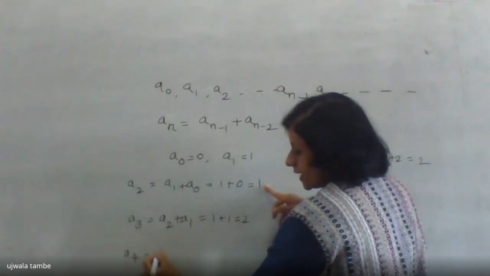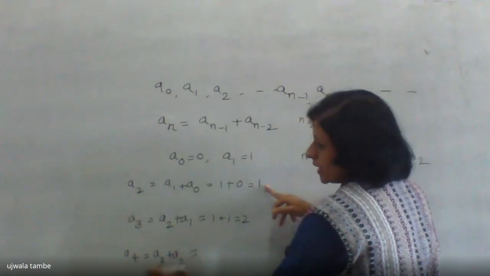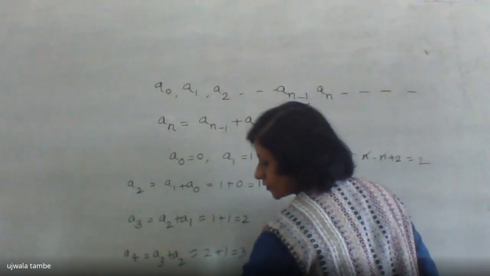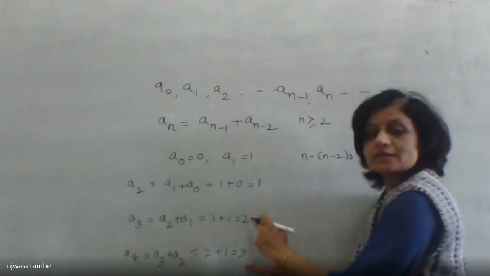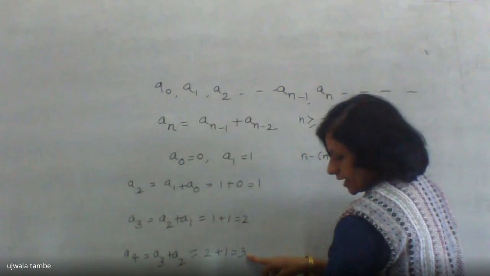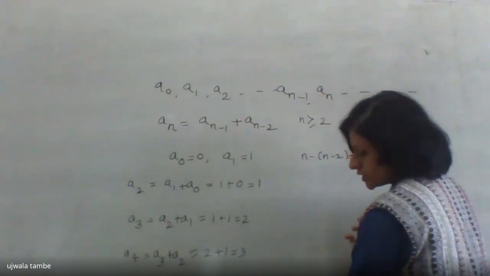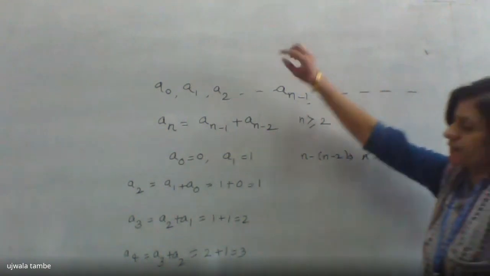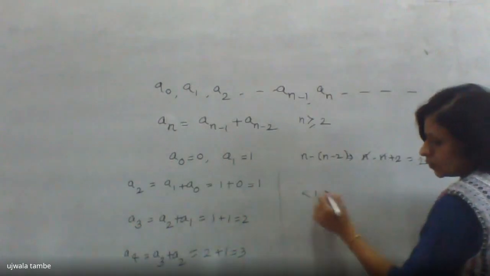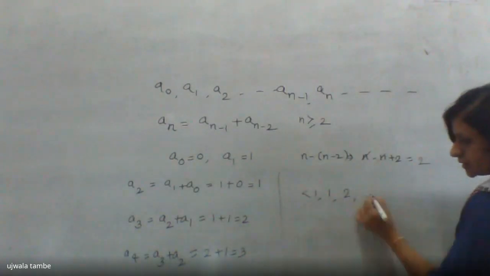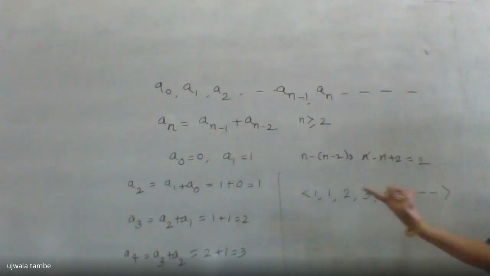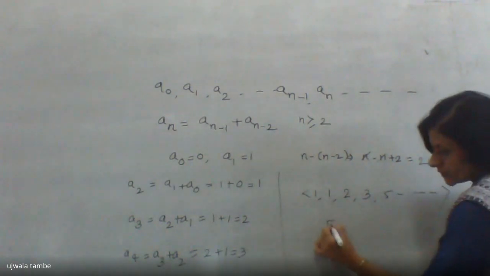A4 is equal to A3 plus A2. A3 is 2 and A2 is 1, so it is 3. Similarly, A5 is equal to A4 plus A3. A4 is 3 and the value of A3 is 2. 3 plus 2 is 5. Therefore, the sequence is A1 is 1, A2 is 1, A3 is 2, A4 is 3, A5 is 5, and so on. And this sequence is known as the Fibonacci sequence.